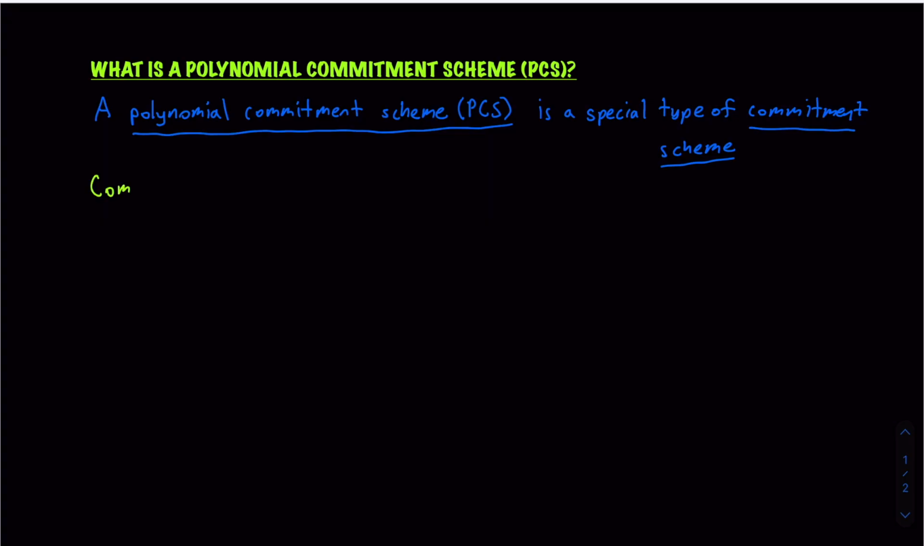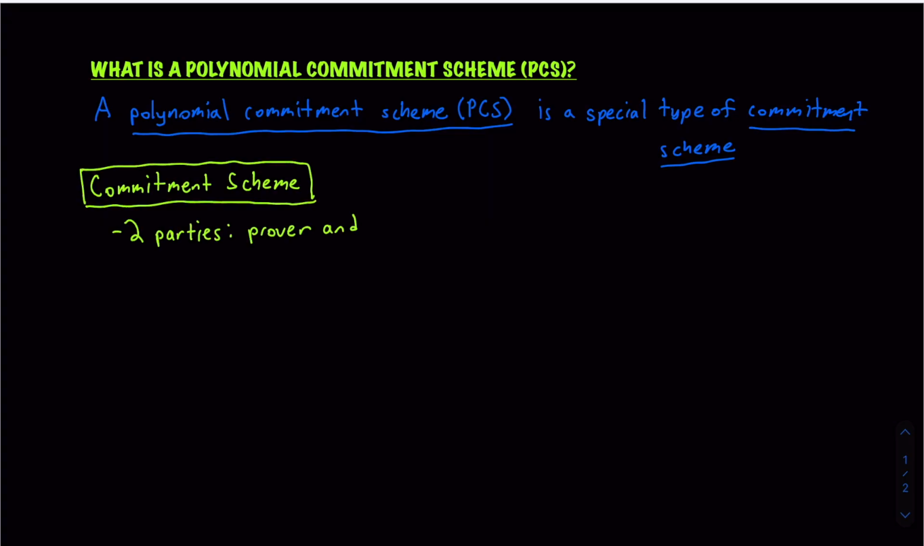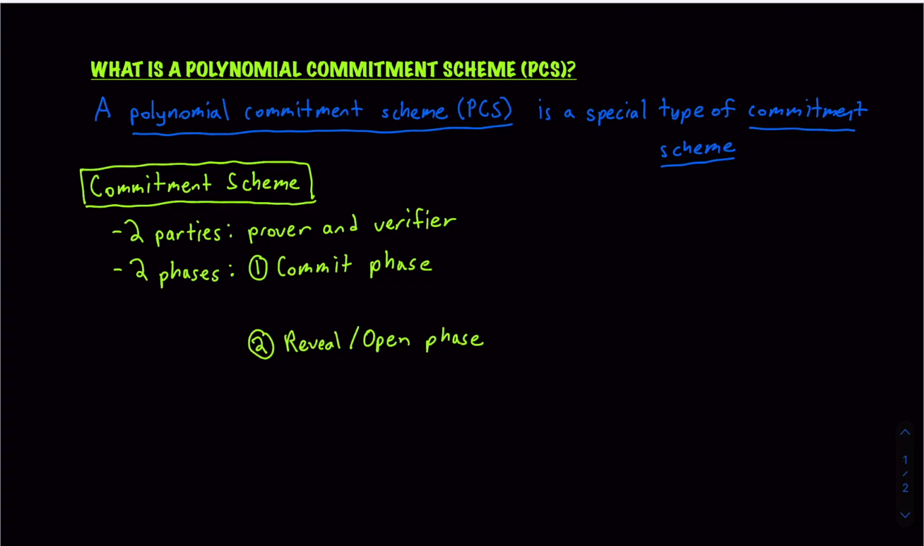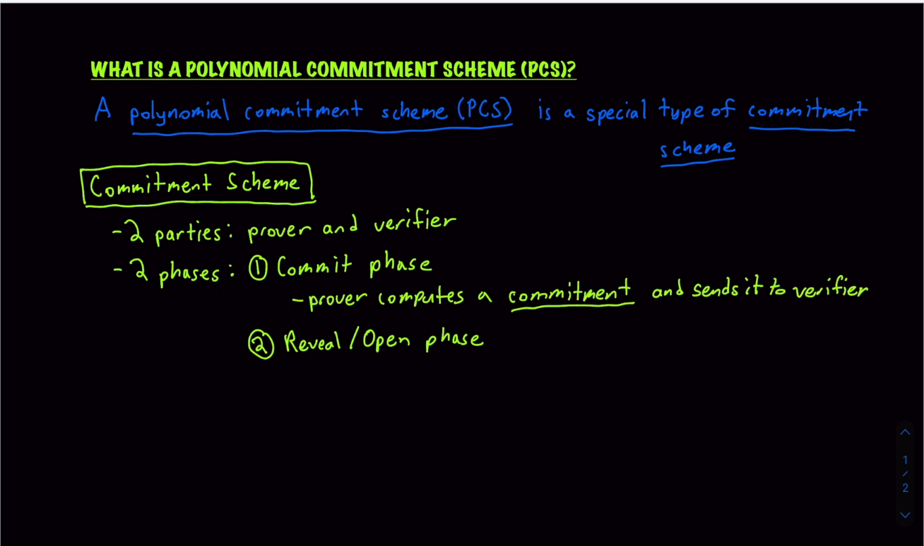A commitment scheme is a protocol between two parties, a prover and a verifier. It allows the prover to commit to some piece of data in a way that they can't change later. Commitment schemes have two phases, the commit phase and the reveal, which is also called the open phase. During the commit phase, the prover takes their data, computes a commitment, and sends that commitment to the verifier. From that point on, the prover is locked in. They can't change the data anymore.